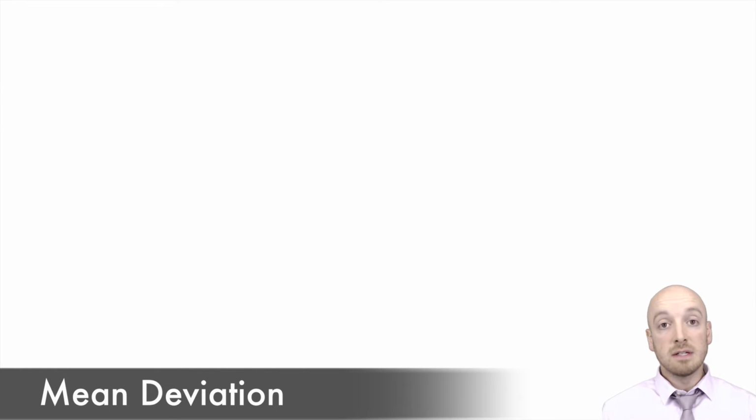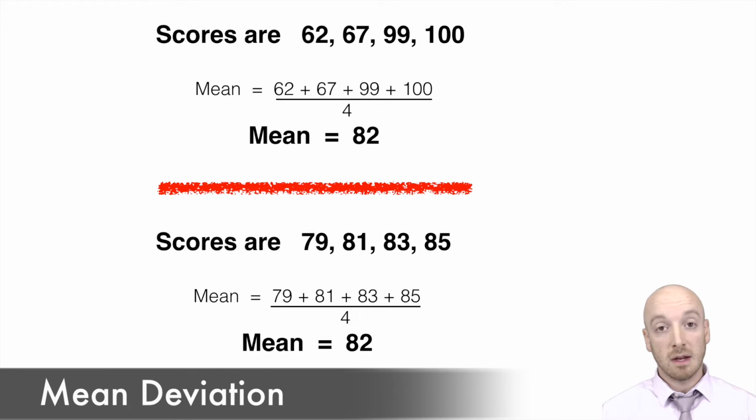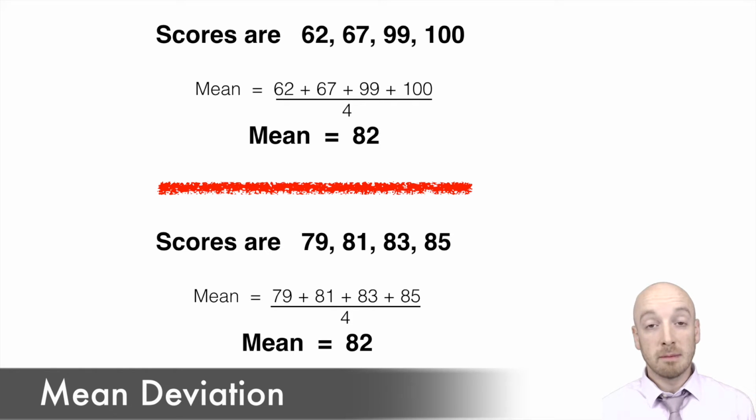Now take a look at these two distributions and see if you can tell which one's going to have a larger mean deviation and which one's going to be smaller. Because one of them is going to be pretty accurate, and the other one, even though the average is the same, is not going to represent the numbers very well at all. Both distributions have a mean of 82, but in the top one, the numbers are really spread out. In the bottom one, the numbers are really close together, and the mean deviation will tell us exactly what we want to know about how close those numbers are to the mean.